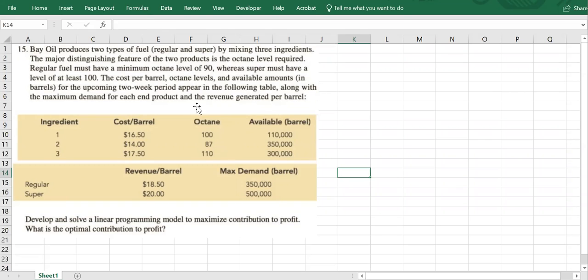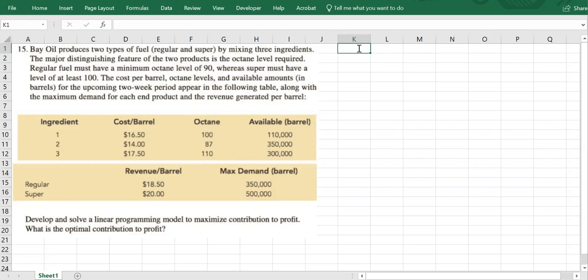So these are the octane level constraints that they have to be really careful of. And the way we actually find the octane level is by finding the weighted average of octane level of the ingredients for each type of fuel. All right. So let's get started.